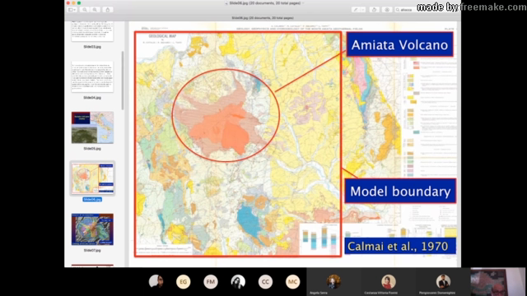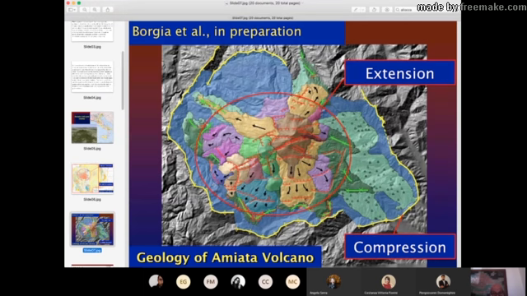So now we go one step forward and we try to see the recent geologic maps that we made of Amiata volcano. Please tell me when you see it. Yes. Do you all see the new slide?